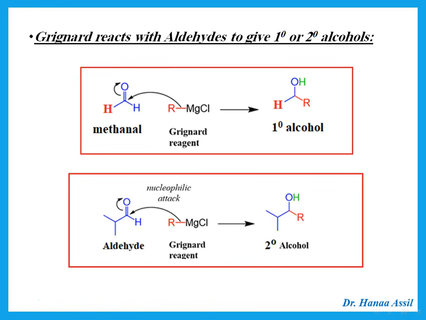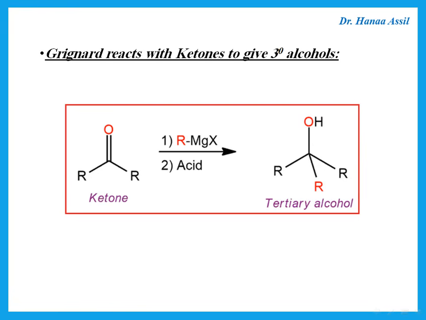When we react it with aldehydes, it will give either the primary or the secondary alcohol. So if I react it with methanal, it gives the primary alcohol. If I react it with any other aldehyde, then it will give a secondary alcohol. Now, when we react it with ketones, it gives a tertiary alcohol. So Grignard reagent with a ketone will give a tertiary alcohol.